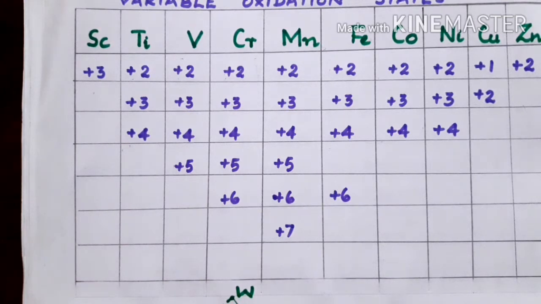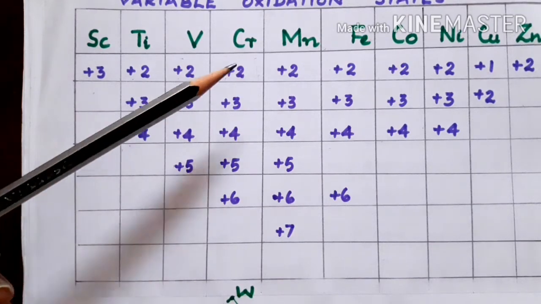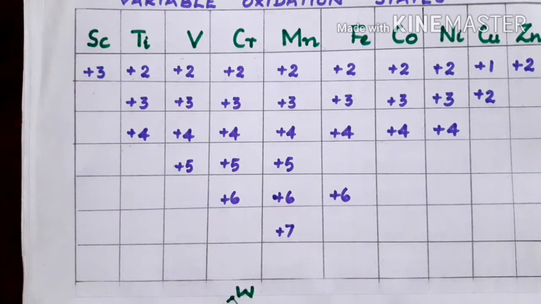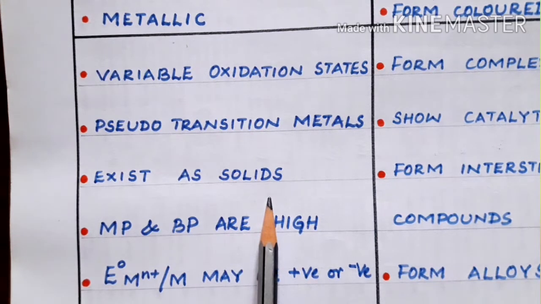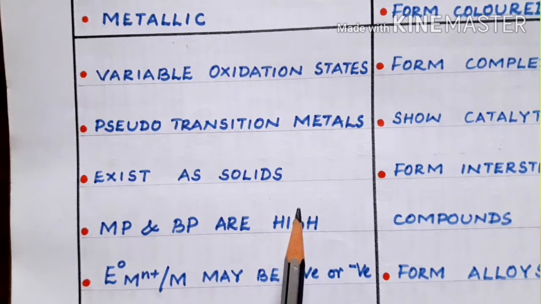When we analyze the different series, you find that the middle elements in the series will show maximum oxidation states because they have the maximum number of unpaired D electrons. On checking the D block elements, you find that most of them exist in the solid form, mainly in hexagonal close packing with a BCC arrangement, that is body centered cubical arrangement, and in some cases even as cubical close packing.